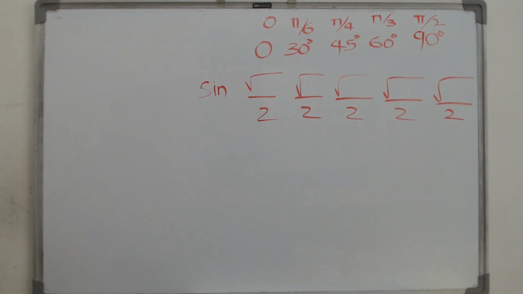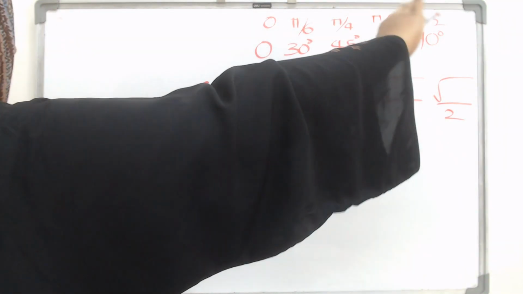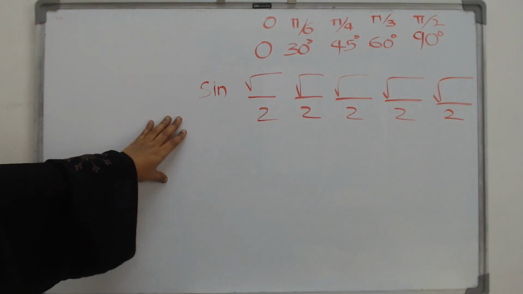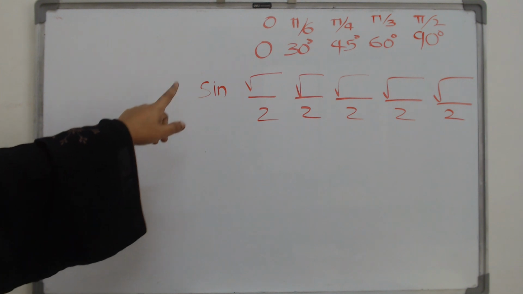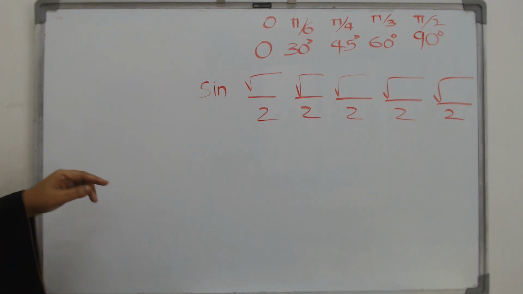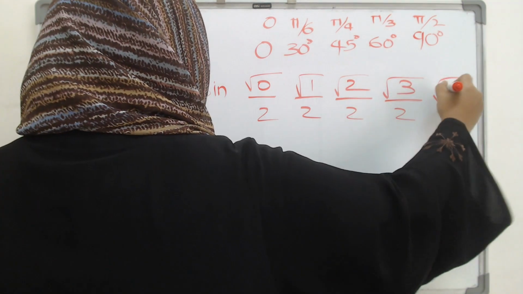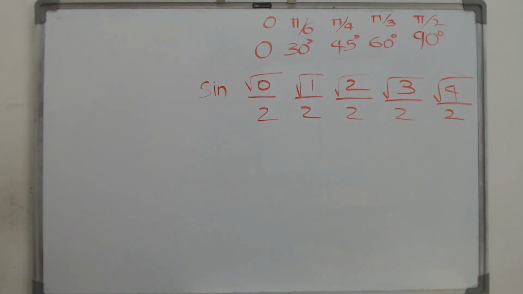What have we done here? We have arranged all the angles in increasing order. Now to find the sine values, all you have to do is write from 0 to 4 again in increasing order. That is all. These are your sine function values.